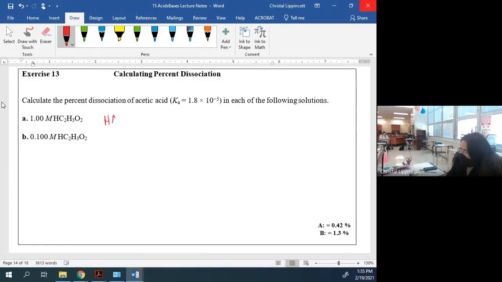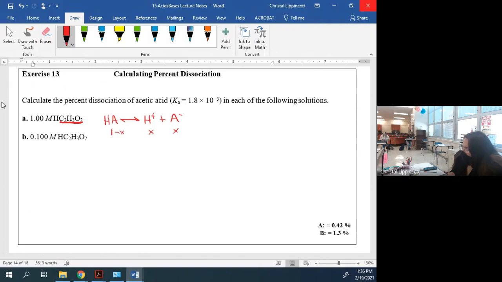So my HA, my H plus, and my A minus. This is my A minus here. But did you see how much time I saved myself writing that out? In my first scenario, I'm going to start with 1 here. That's going to be 1 minus X. These are going to both be X's. If I can just skip to the E. You're good with that? Okay.